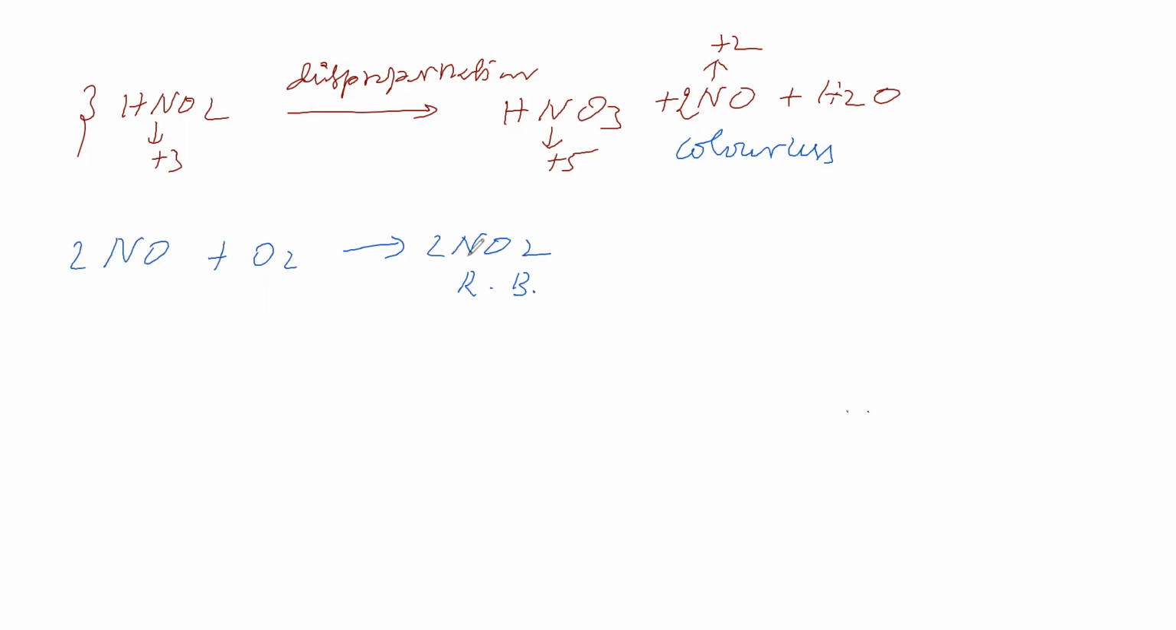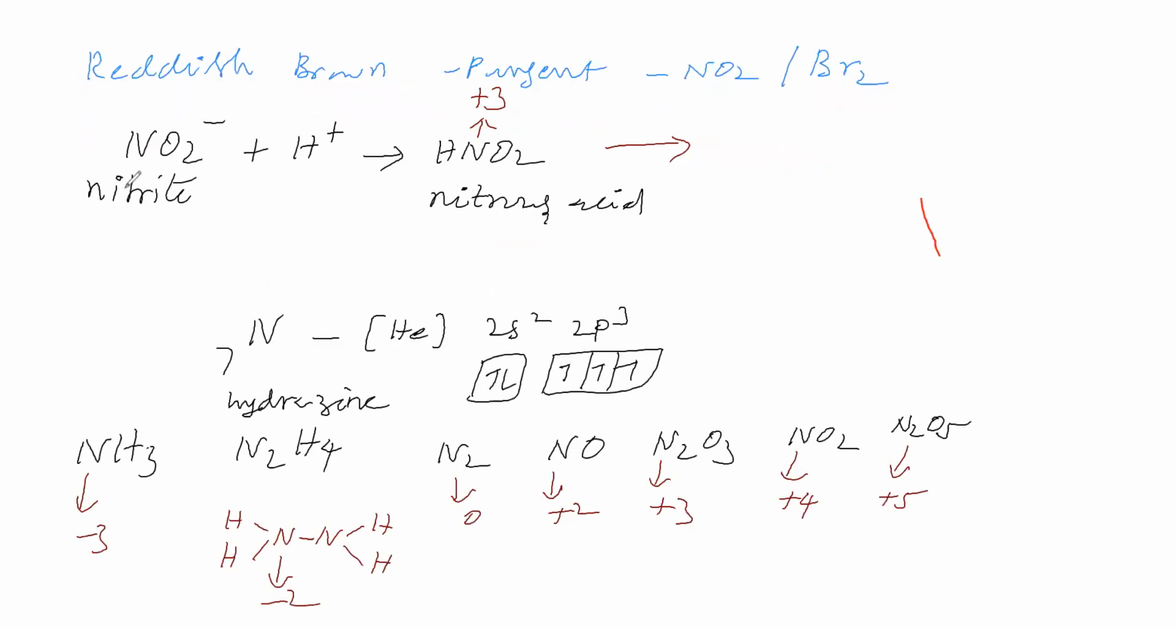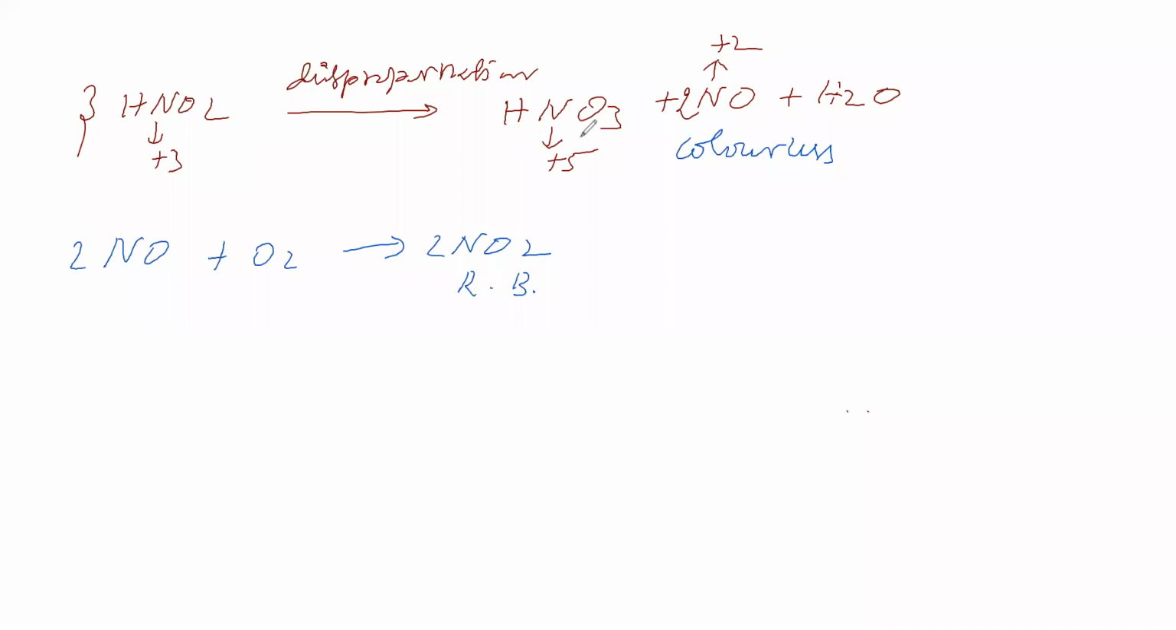Sir, now here the salt taken is a nitrite salt. Nitrite salt with dilute acid becomes HNO2. HNO2 stability is low, so it undergoes disproportionation. So it is giving nitric acid and NO. NO is a colorless gas. It is immediately converting into NO2 with oxygen. Sir, we got NO2 gas. This NO2 gas is reddish brown and pungent.